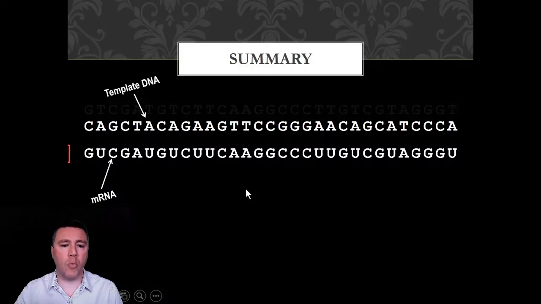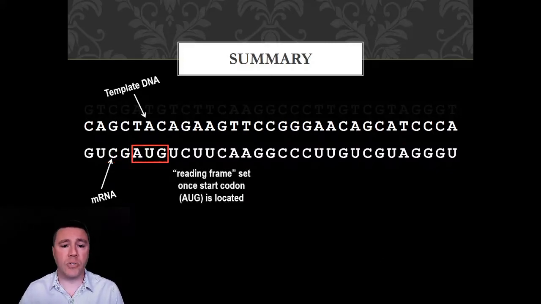Once this messenger RNA is constructed, this molecule would then leave the nucleus and head out into the cytoplasm, where the ribosome is going to attempt to identify the start codon, and there it is. AUG is the start codon, and once that start codon is encountered, then the messenger RNA will be translated exactly 3 nucleotides at a time, 1 codon.